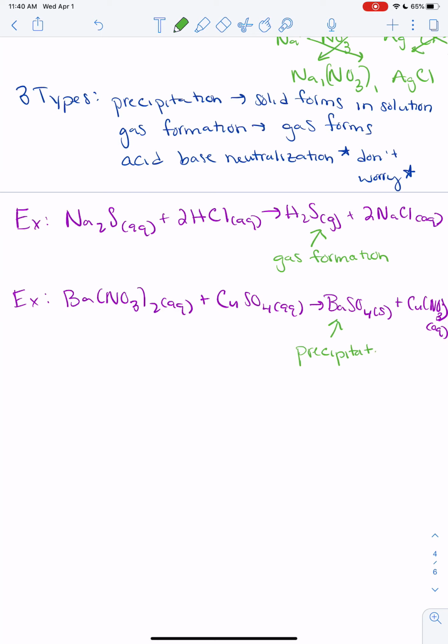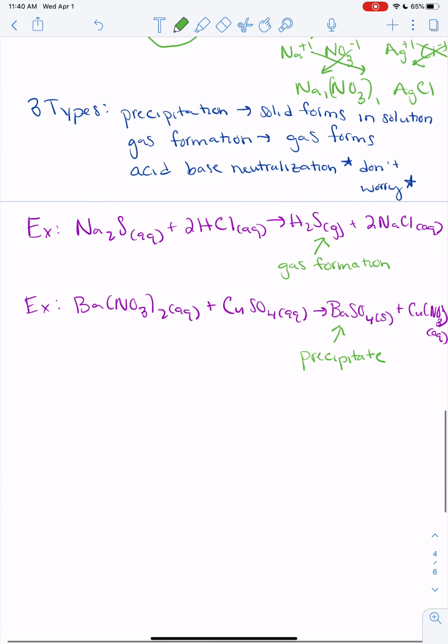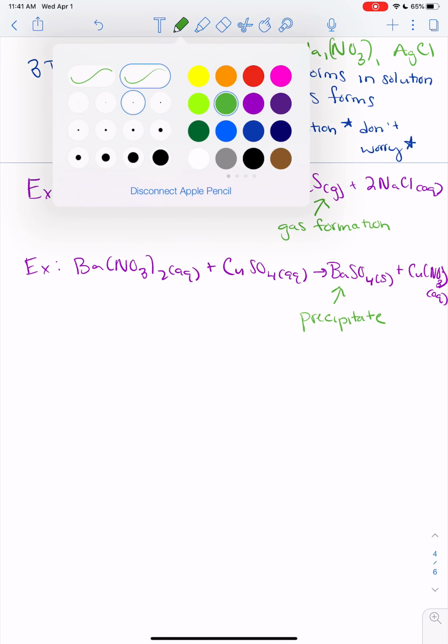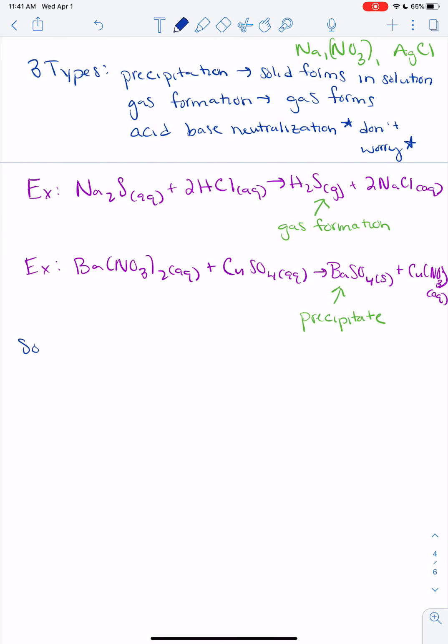So this is a precipitation reaction. Identifying them is not very difficult. You just have to look at those state symbols to figure out if a gas is formed or if a solid is formed. And again, those acid-base neutralizations, we're not going to worry about identifying just yet. What becomes a little more complicated is if you have to predict the products. If that is the case, then we need to use our solubility rules.